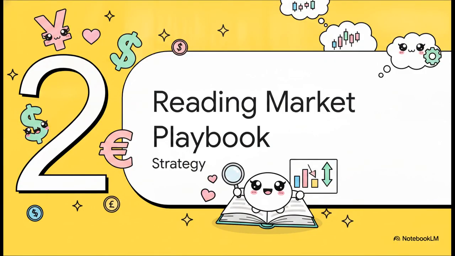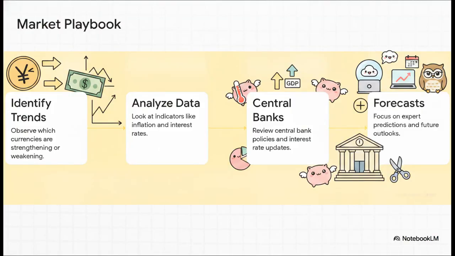Section 2. Reading the Market Playbook, Strategy. And this brilliantly illustrates the actual mechanics of extracting real, usable value from these complex reports. You don't just passively read an outlook, you have to dissect it sequentially. Step 1. You start by identifying which currencies are strengthening or weakening to catch that broader trend. Step 2. Analyze the hard economic indicators, specifically inflation, interest rates, and GDP growth, because those are the real heavy hitters. Step 3. Review central bank policies, since rate hikes or cuts are massive market movers. And finally, Step 4. Understand the expert market forecasts to help map out your upcoming strategies. It's just a beautifully logical flow.